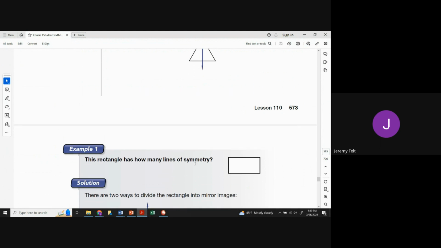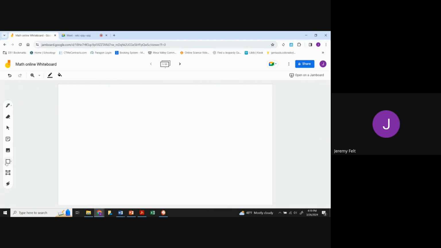A rectangle has how many lines of symmetry? Let's do our best to draw a rectangle. Draw straight lines. If we go through here, yeah, I know it's not perfectly drawn, but if we drew it exactly in the middle and with a ruler, it would be symmetrical. If we cut it in half right there, it would be.